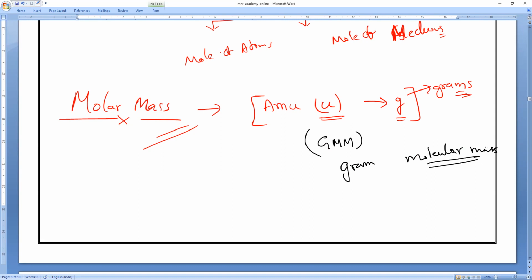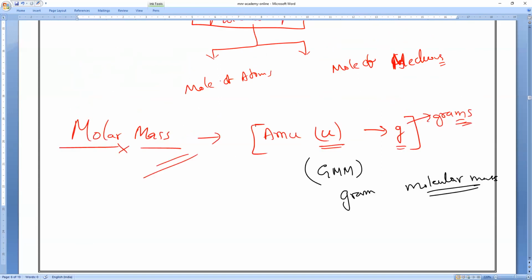Just in place of AMU or U, you are writing grams. G, grams. That's all it is. It is called gram molecular mass. Any doubt? Anybody can ask me, I'll explain. Okay, guys. So gram molecular mass is also called what? Everyone, molar mass. Any doubt till here?